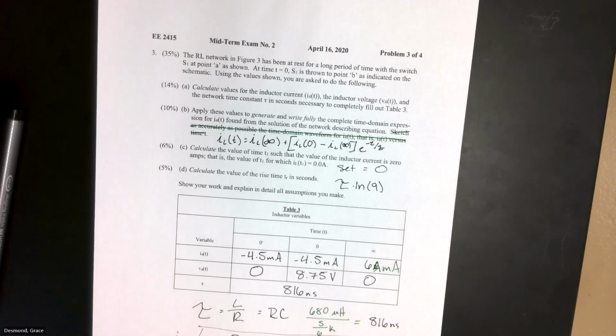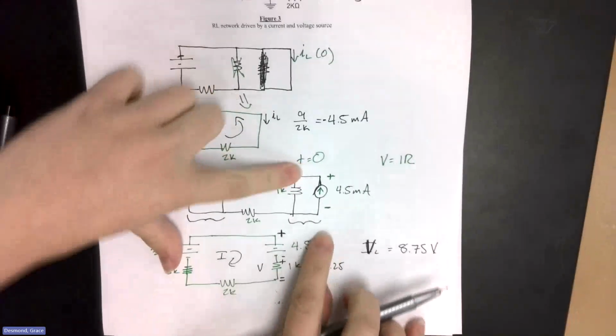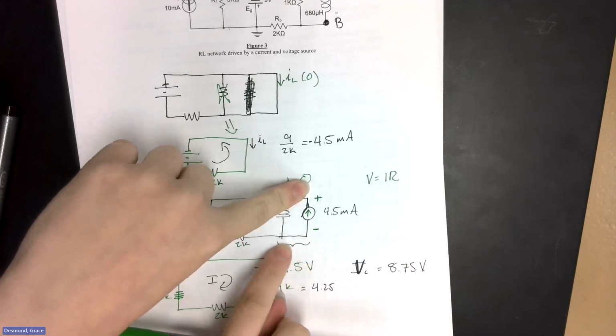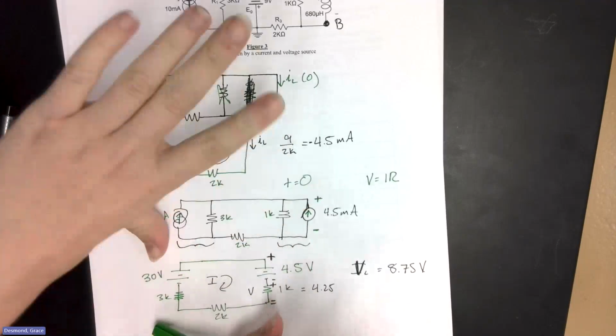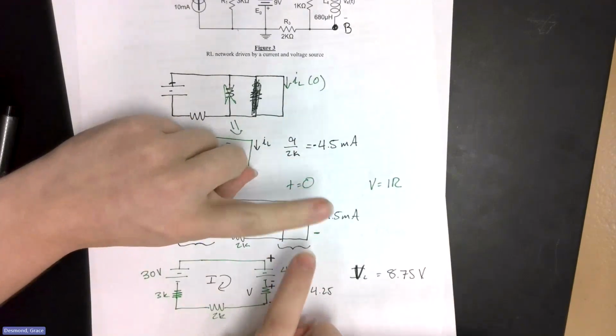You had a question? Yes, on the next one, 8.75. What I did is we said we're trying to find the current over the inductor. The inductor is that current source. We replaced the inductor with the current source because it is supplying current. It's not going to change current immediately. So from here, we're trying to find the voltage over the inductor.